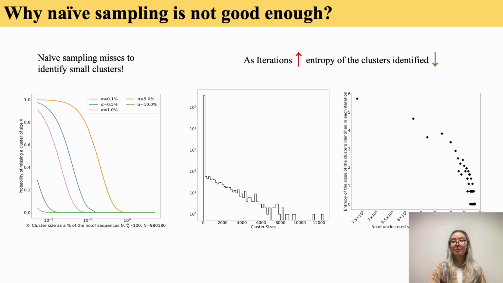We see that as the number of unclustered sequences drops, the entropy of the clusters discovered in each iteration also drops, indicating the remaining unclustered sequences comprise a fairly uniform set of small clusters. The naive sampling is expected to identify and remove large clusters in the initial few iterations, causing the data to be depleted of large clusters and thereby increasing the odds of singletons in later iterations. Therefore, to identify all clusters of a particular size of interest, we propose an adaptive sampling-based clustering algorithm.